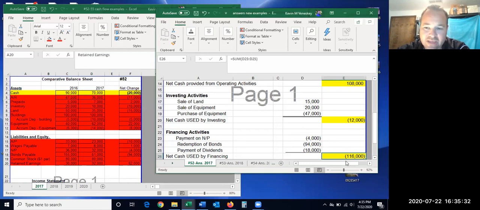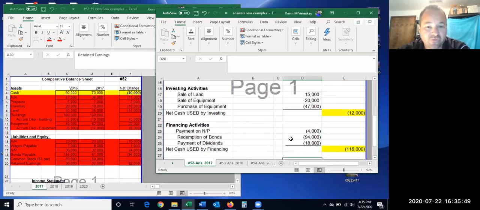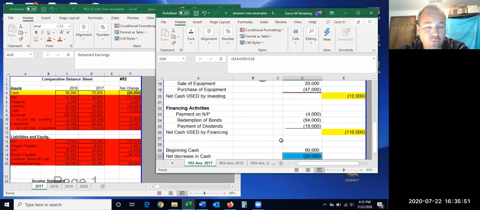When we add all these up, it's a negative 116. So we can see that I actually have spent more than the 108 that I brought in. So my cash should have gone down. And if I look over here, it did go down. Now we can just finalize it and say, okay, did I do it right?